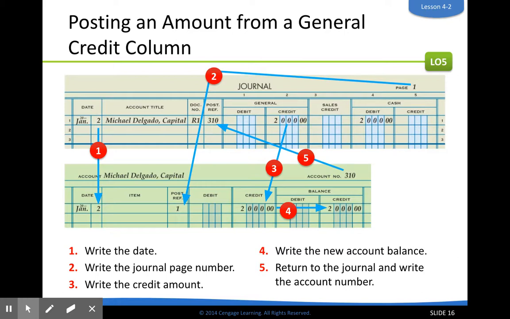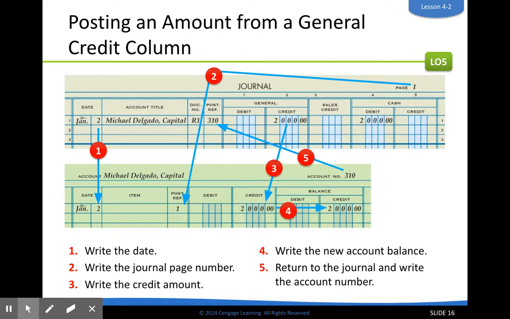So when we are going through this, again, we are just transferring the amounts. Shouldn't be a ton of thinking involved. We are just transferring the amounts exactly as they are in the journal. We are transferring them into the ledger. So that way we can find the exact amount that we have for each account.